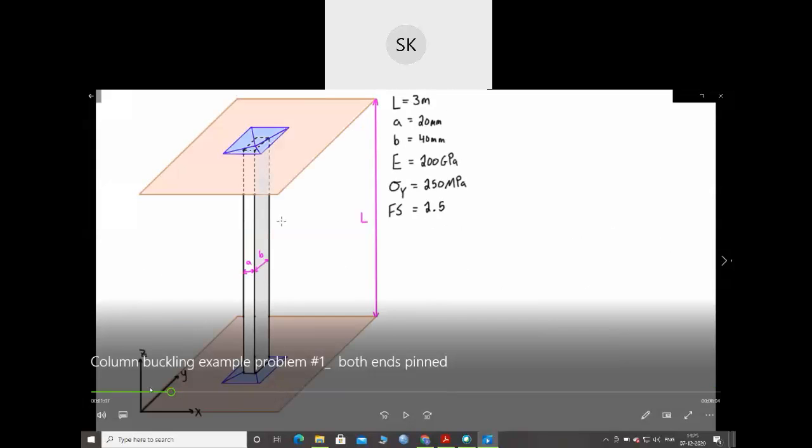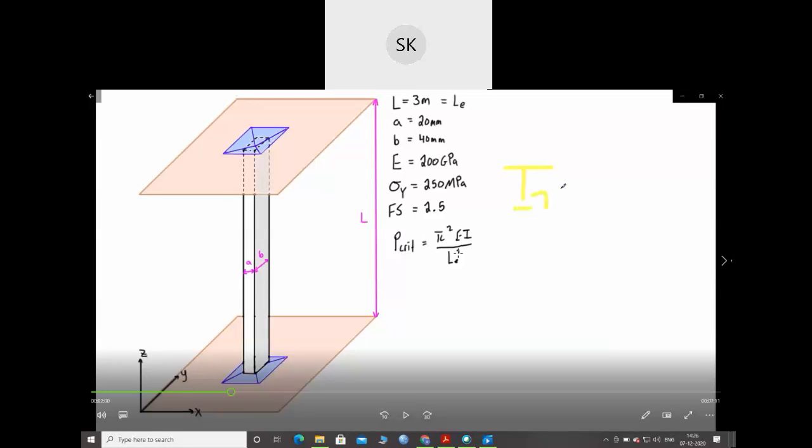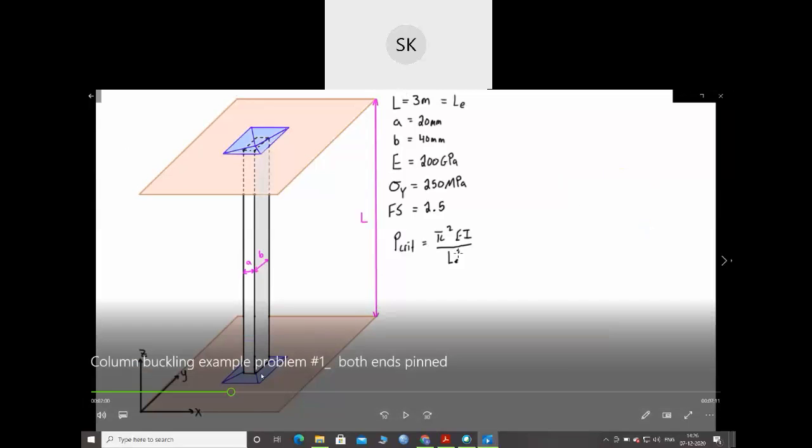So what they have done: the column is given with both ends hinged. Then they found out the critical load. This is a rectangle section, so the moment of inertia I will be in two directions, X and Y. First we'll find out the moment of inertia for both.